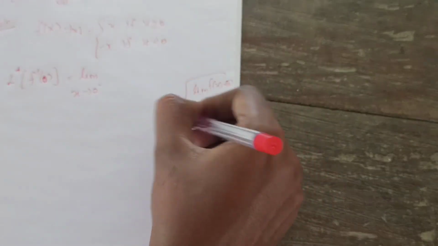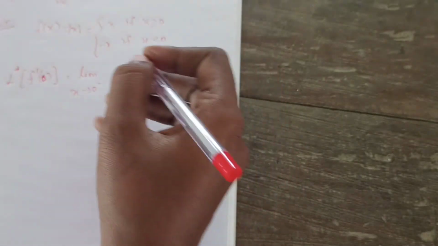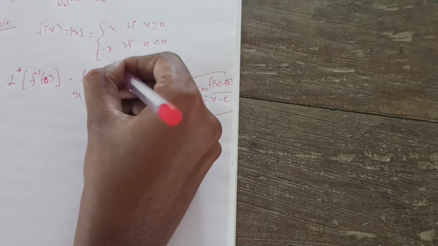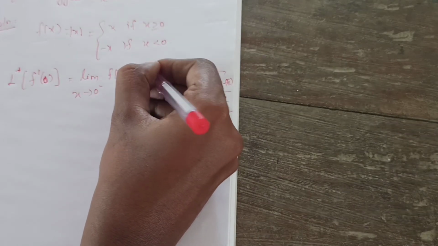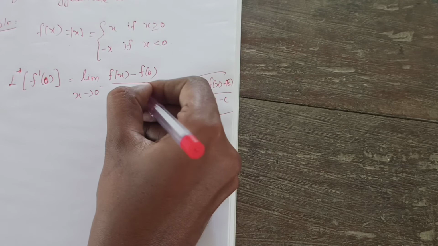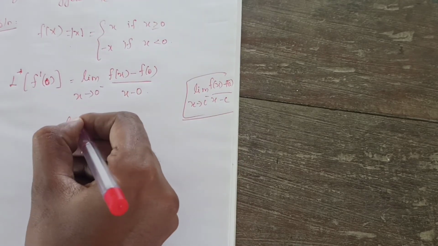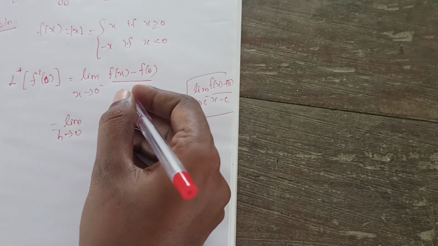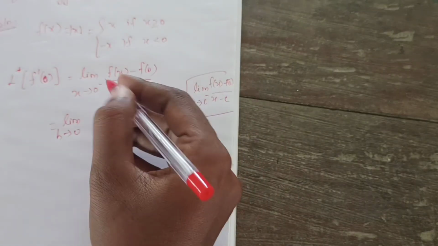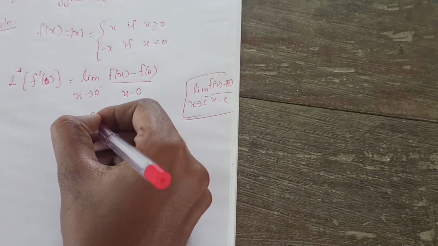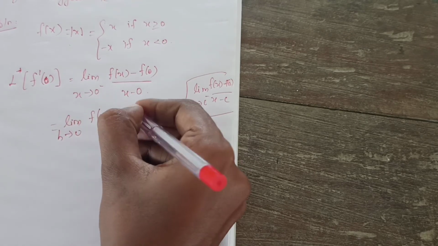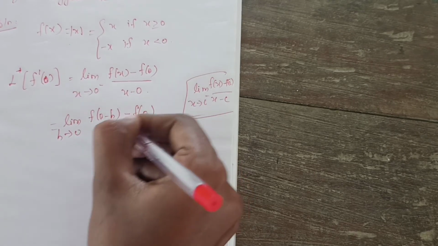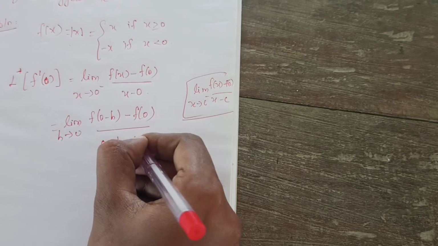So this is a formula we will use in differentiability, so keep it in mind. What's the thing we'll substitute? f of x minus f of 0 divided by x minus 0. So what will happen? Limit h tends to 0. When you are substituting for h tends to 0, in the place of x we will substitute 0 minus h, that's all. So f of 0 minus h minus f of 0, here also 0 minus h minus 0.